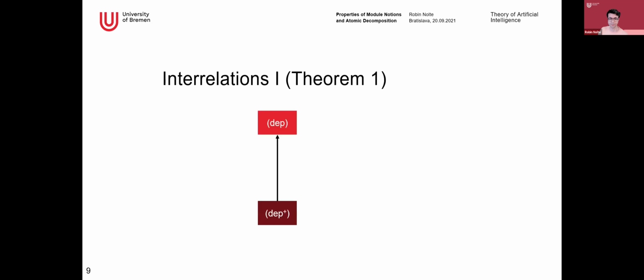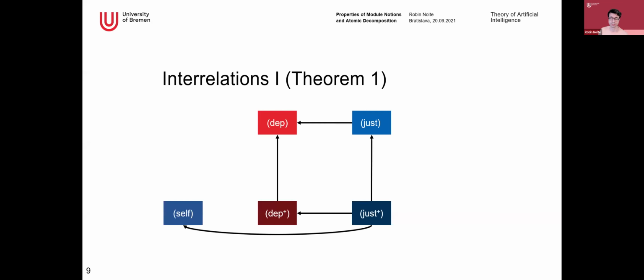And it's quite obvious that the strong properties, strong depletingness implies weak depletingness, and strong justification preservingness implies weak justification preservingness. These are quite obvious to see. However, we can also see that justification preservingness is stronger than depletingness. So if you have a module that is justification preserving, it's also depleting. And also justification preservingness is stronger than self-containment. So if you have a justification preserving module, it's also self-contained.